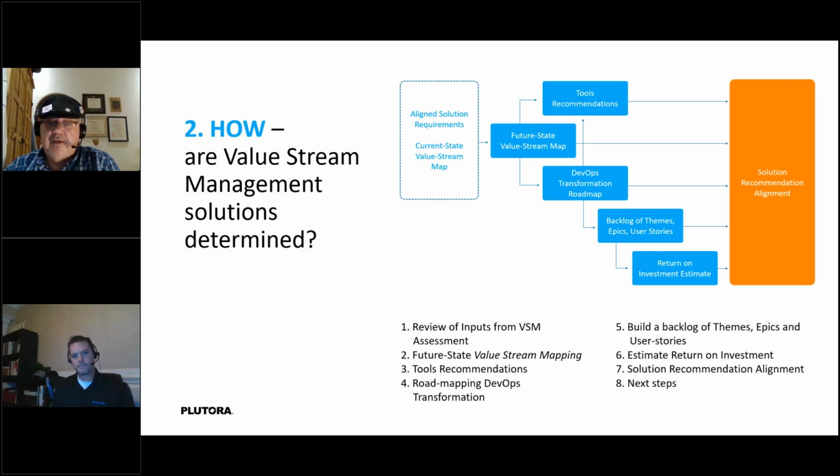So once you have a value stream map, then you can determine, okay, what are the tools? Again, that is a lot of expertise content, and we'll talk about how you select tools. And then build a transformation roadmap that matches the value stream map requirements, the goals, incorporating the tools, maybe some learning involved, maybe some POCs. Finally, build a backlog of themes and epics and user stories.